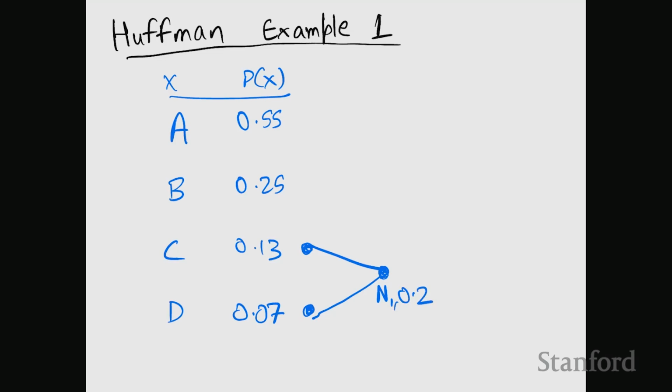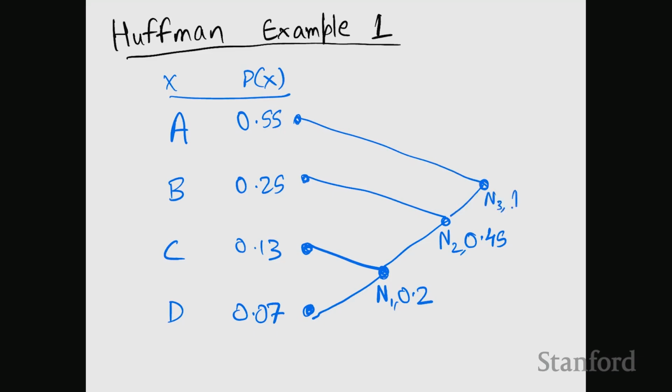Now you have 3 nodes left in the tree. You have A, B and N1, right? You again take the two lowest nodes. So now the two lowest nodes are B, which is 0.25, and N1, which is 0.2. You merge those two nodes. You get another node called N2, which has probability the sum of 0.25 and 0.2, which is 0.45, okay. Now you are just left with two nodes. So they are the two you will merge. You take A and N2, you merge them, you get the root node, let's call it N3, which has probability 1.